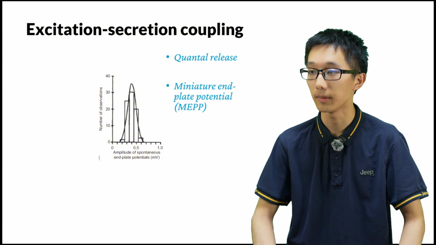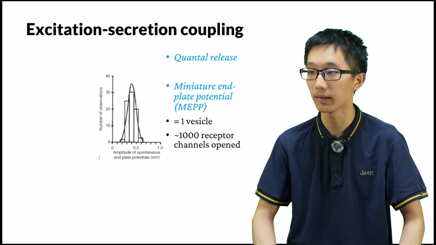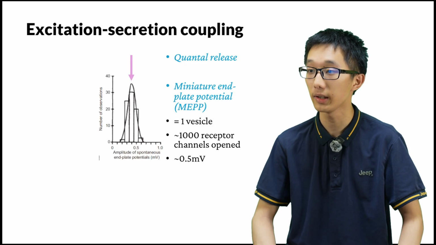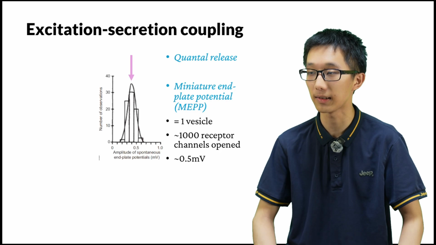In fact, the miniature end plate potential is the content of 1 single vesicle. The neurotransmitters contained in this 1 single vesicle usually open about 1,000 receptor ion channels in the postsynaptic end plate. Then it causes a miniature end plate potential of around 0.5 microvolts. This value is usually always fixed. It does not vary at one synapse. Therefore, we know that this might be the basic unit of neurotransmitter release.